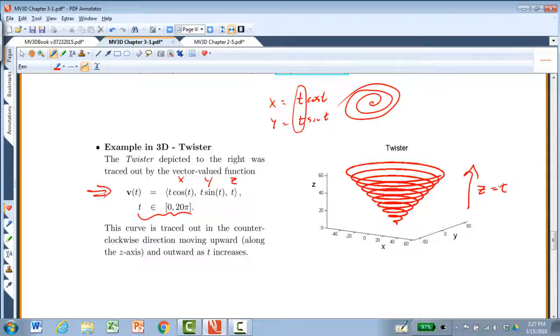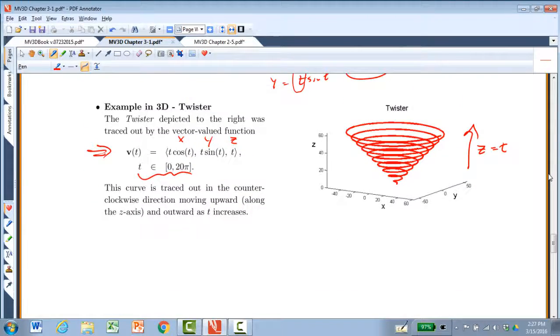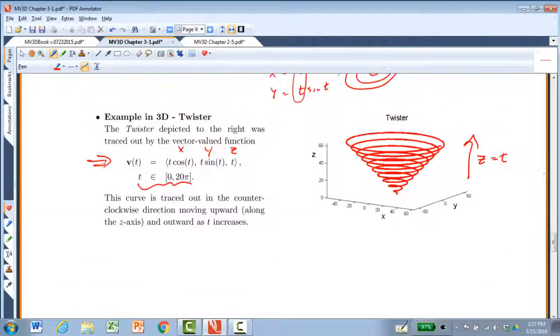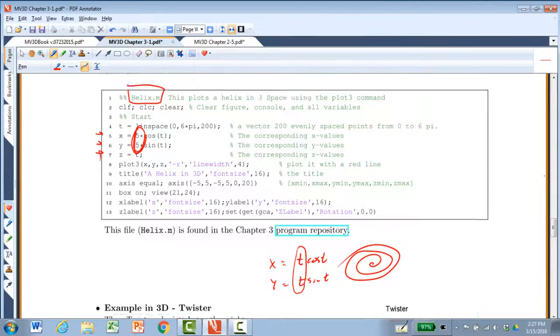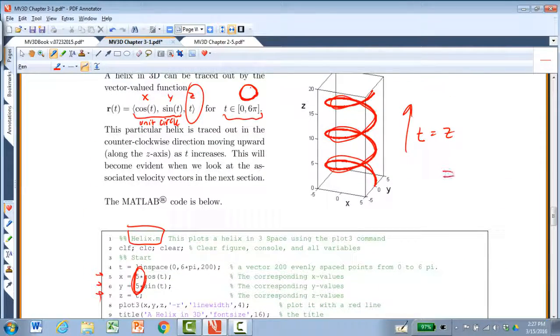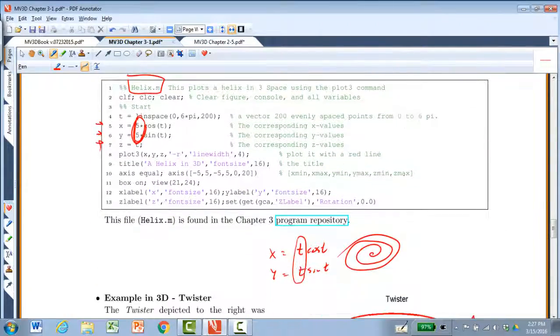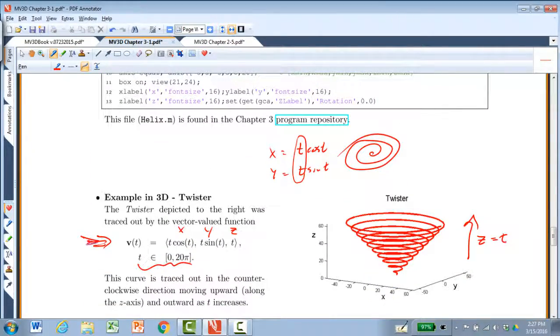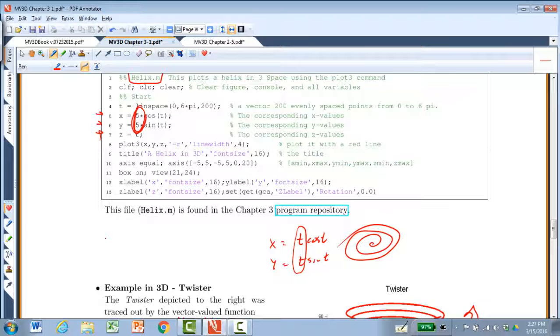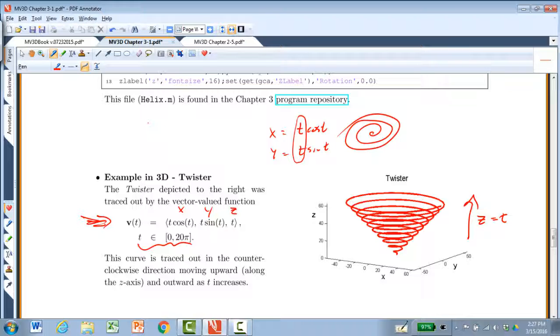So if you were to pull this code, there isn't one. What you have to do is play around with helix here and adjust it to look like this one. So you should go in here and change this to a t. Change the 5s to t. And when you rotate it around, and if you look straight down into the twister just by turning it your direction, you'll see that what we have is just this curve that spirals outward from the origin in the counterclockwise direction.